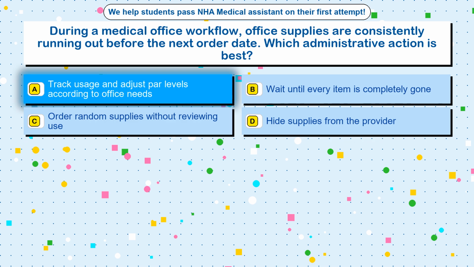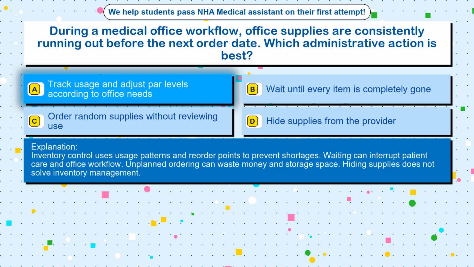The correct answer is option A, track usage and adjust par levels according to office needs. Inventory control uses usage patterns and reorder points to prevent shortages. Waiting can interrupt patient care and office workflow. Unplanned ordering can waste money and storage space. Hiding supplies does not solve inventory management.